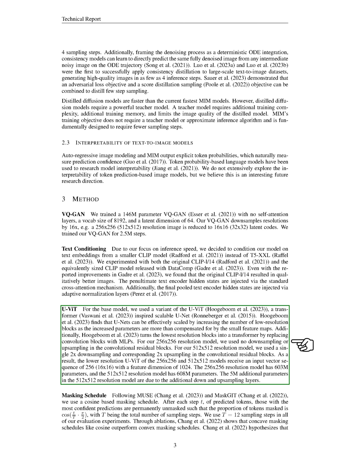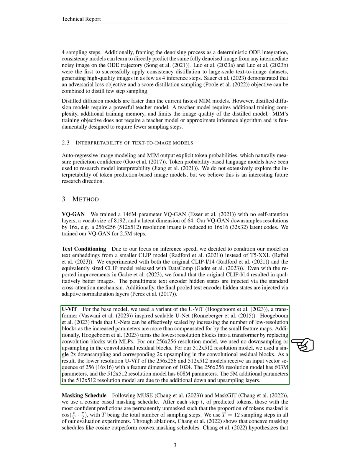For the base model, we used a variant of the U-ViT, a transformer-inspired scalable U-Net. This model can be effectively scaled by increasing the number of low-resolution blocks. We replaced convolution blocks with MLPs in the lowest resolution blocks. For our models with resolutions of 256 by 256 and 512 by 512, we didn't use any downsampling or upsampling in the convolutional residual blocks. The lower resolution U-ViT models receive an input vector sequence of 256 with a feature dimension of 1024.